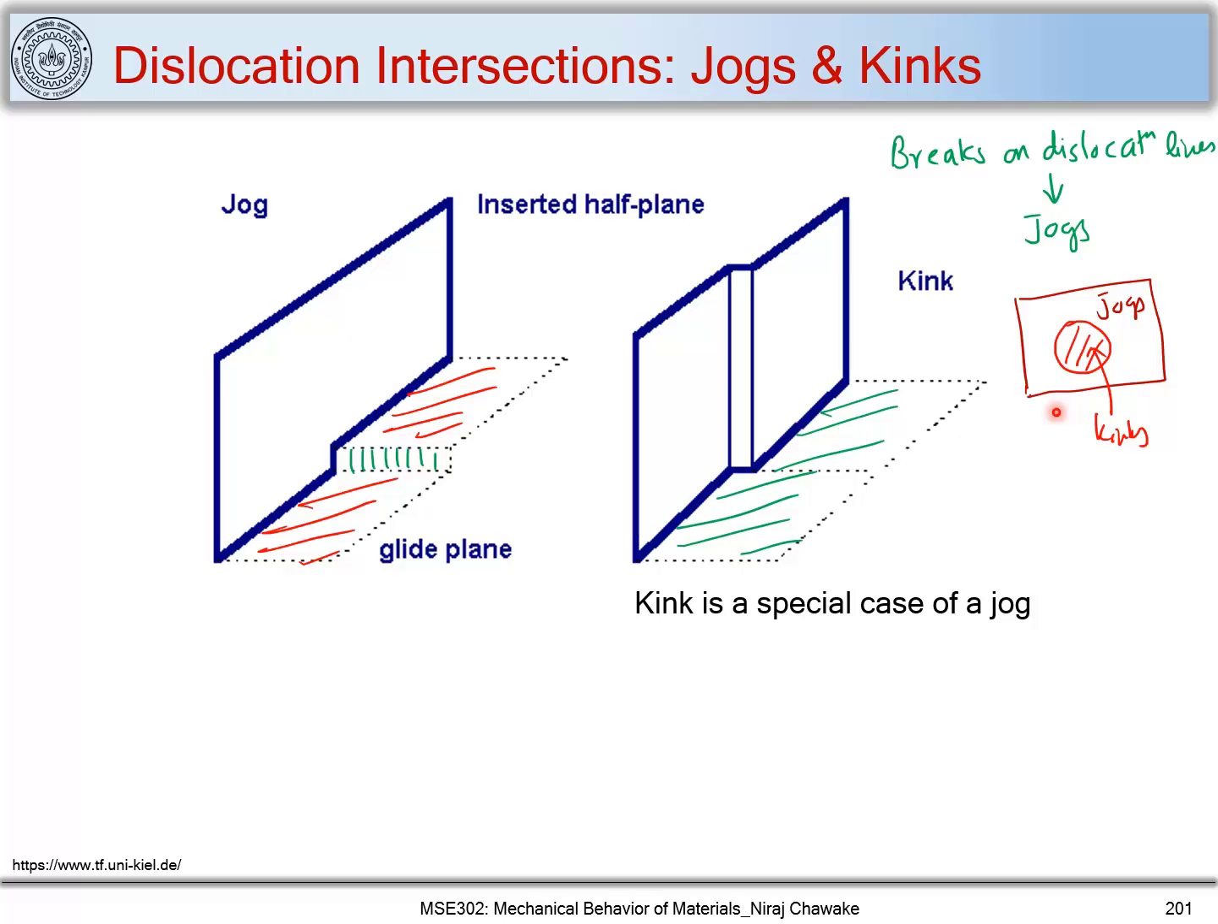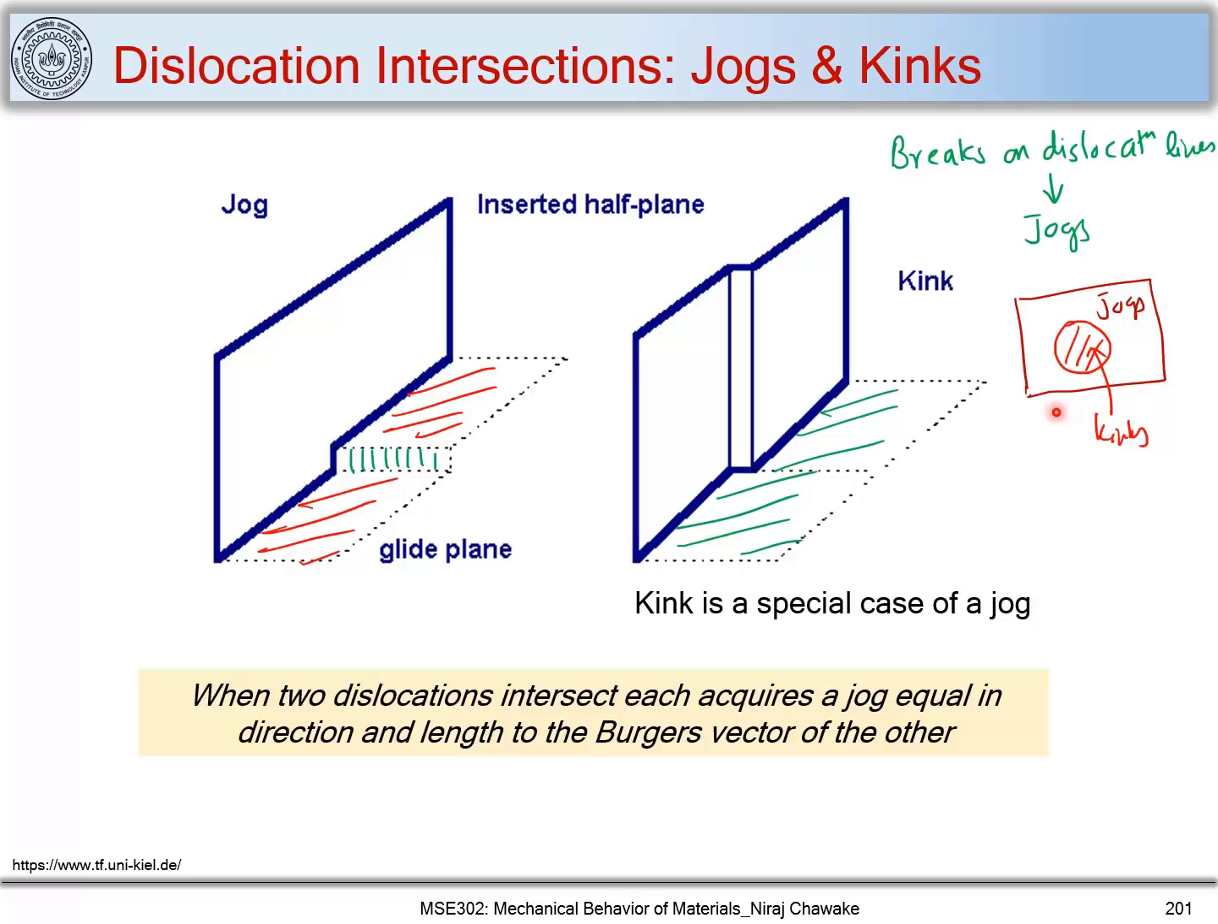Now how these jogs and kinks form, as I mentioned earlier, they form when there is an intersection of dislocations. And there is a rule which says how these jogs and kinks should form. So when two dislocations intersect, each acquires a jog equal in direction and length to the Burgers vector of the other. Let us read this again. When two dislocations intersect, each acquires a jog equal in direction and length to the Burgers vector of the other dislocation. So now let's understand this using some examples.